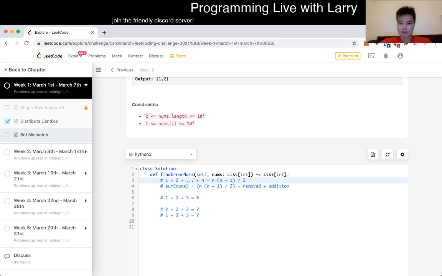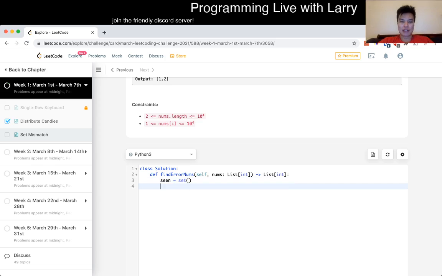And the naive way is just we have a set of seen is equal to empty set. So then now we could have duplicate is equal to none, say, because that's going to be our answer. And for x in nums, if x in seen, then duplicate is equal to x, else seen dot add x. So this will get us our duplicate.